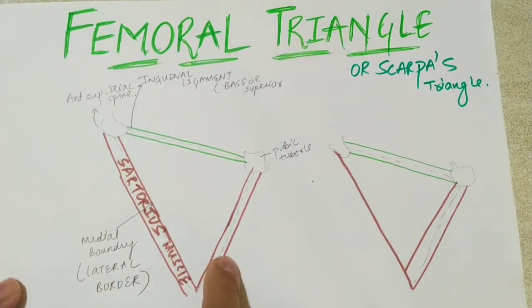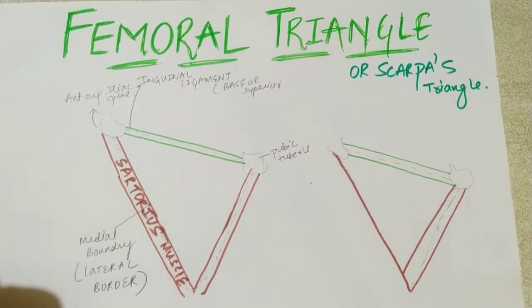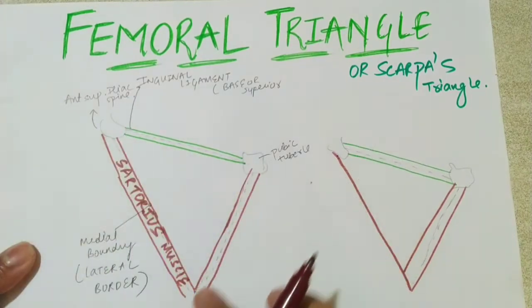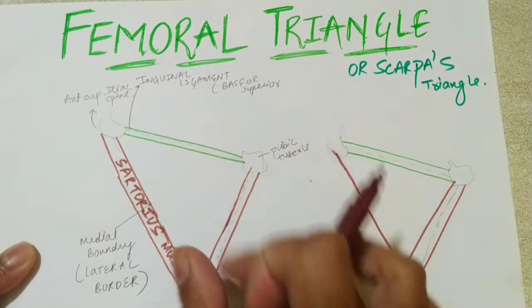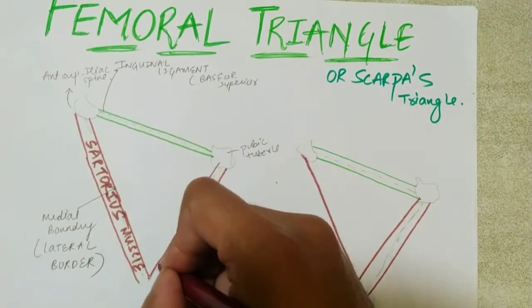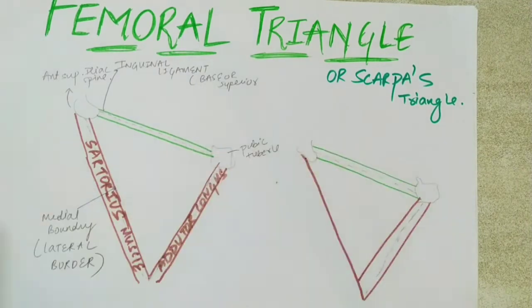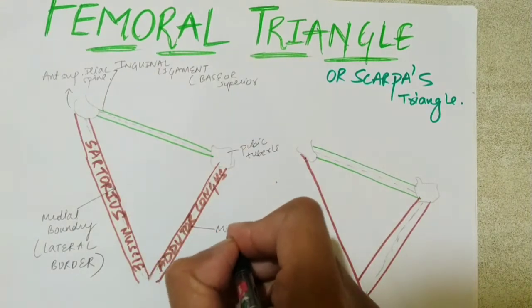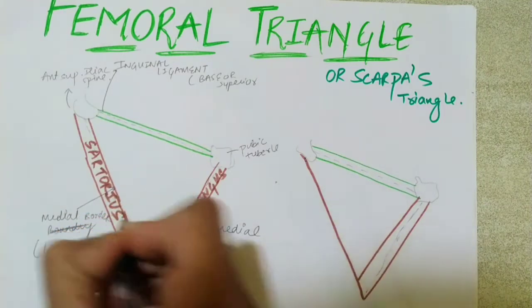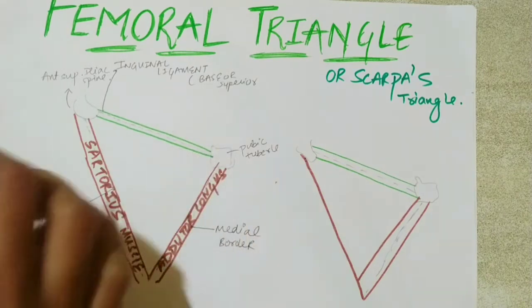Now we have to see the medial border of this triangle, which is formed by the medial border of the adductor longus muscle. Why medial border? Because the lateral border is present inside, but the medial side of this muscle forms the medial boundary. So here will be your adductor longus, and here will be the medial border. This is the point you have to remember: the medial borders of both muscles form the boundaries.